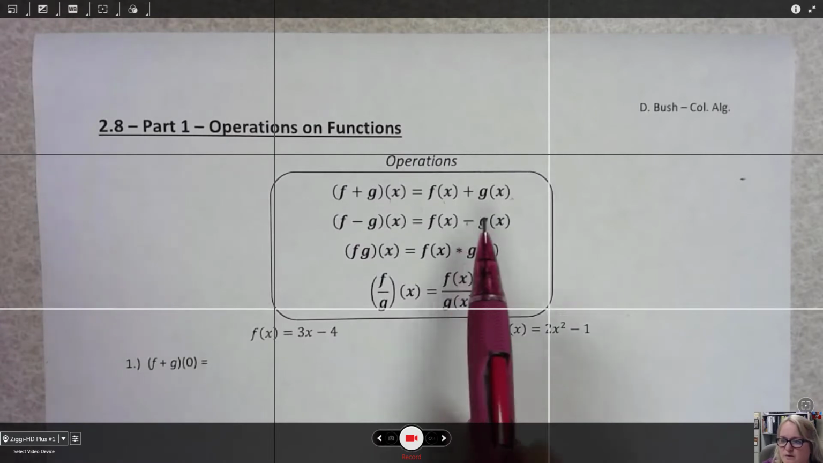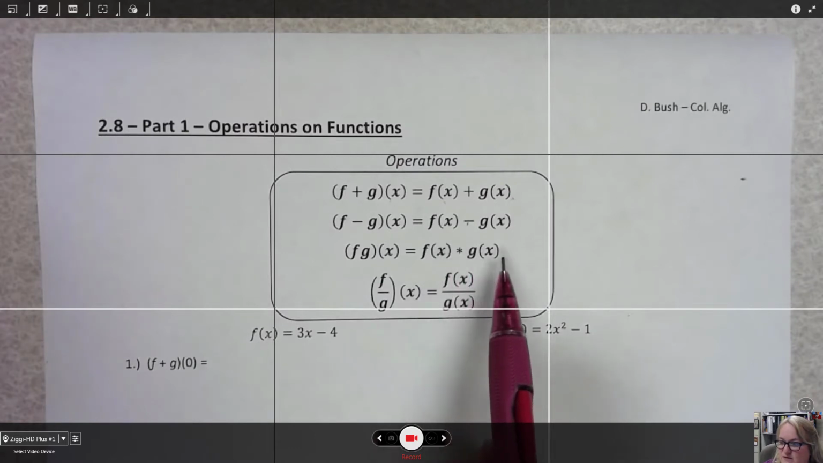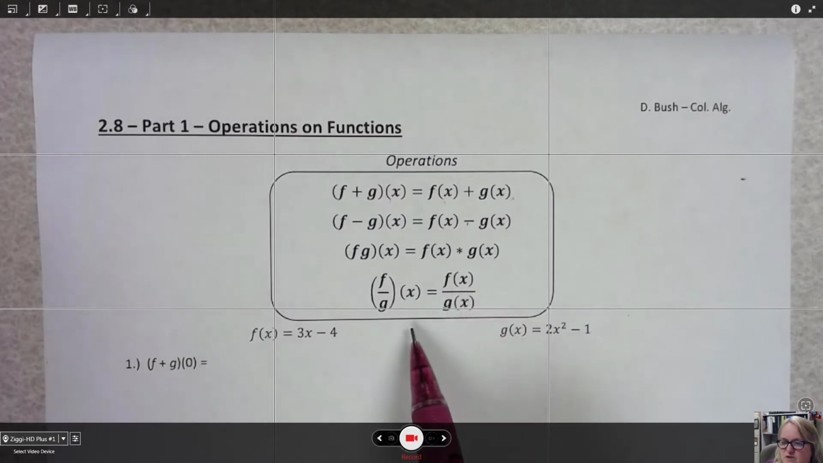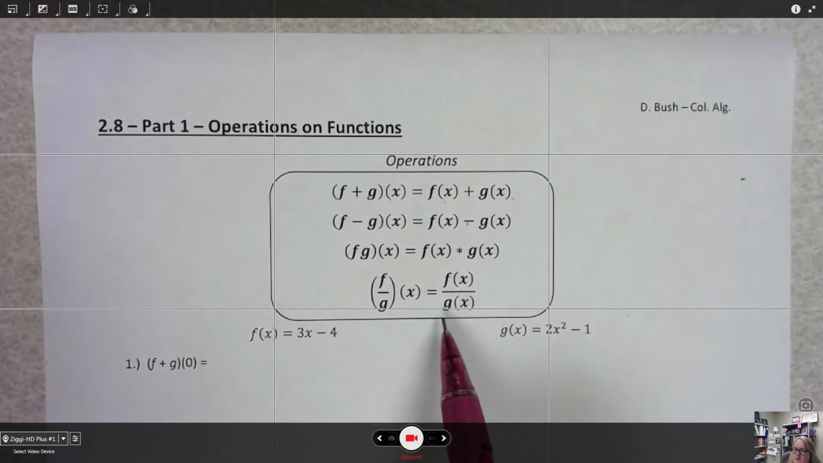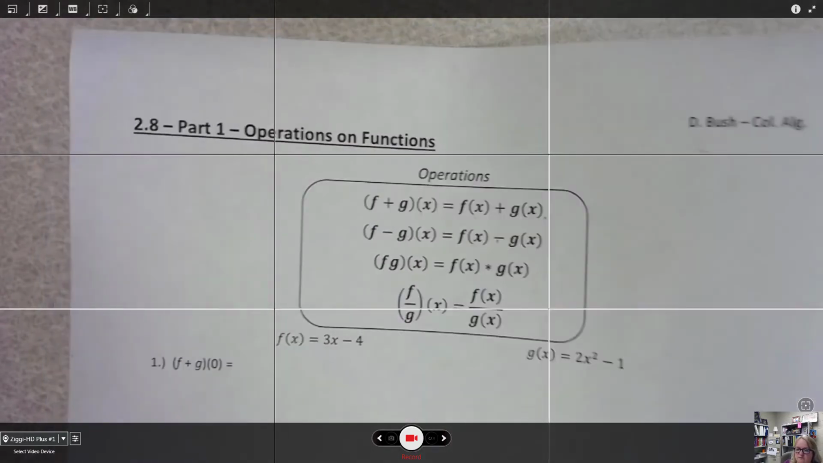Multiplying will be like multiplying polynomials, where you take whatever's in the first parentheses times whatever's in the second parentheses, and combine like terms later. And then dividing, mostly we just simplify that. Okay, so let's look down here at a couple of these problems.